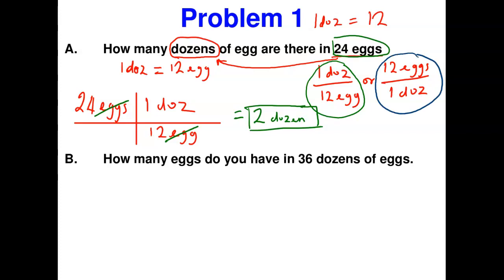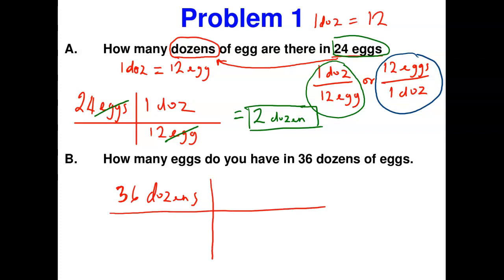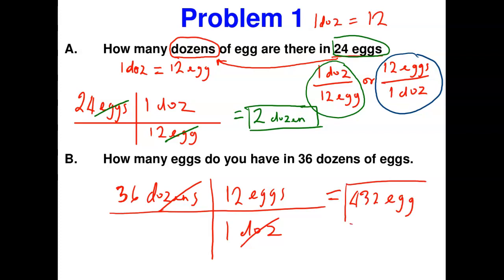So what that simply means is that I'm going to be starting with 36 dozens of egg. And then, since I'm using this, it makes sense that my 1 dozen is going to cancel and my 12X is going to be on top. So dozen, we cancel dozen. And what that simply means is that you multiply 36 times 12, and that is going to give you 432X. And this will be your answer.